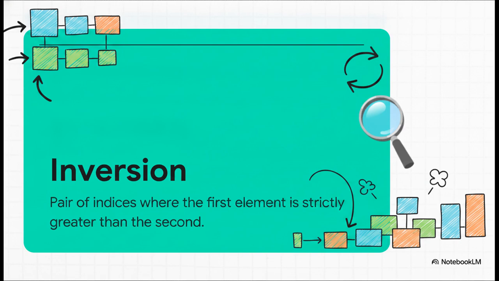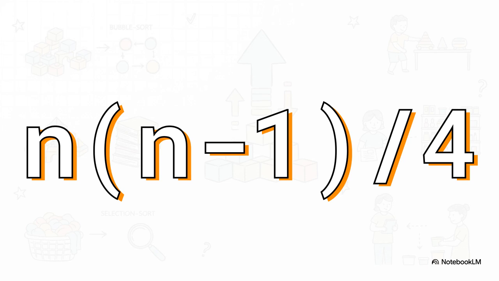Now, to truly grasp why these algorithms hit that O of n squared wall, we really have to understand this core concept, the inversion. An inversion is simply an ordered pair of indices where the first element is strictly greater than the second element. Essentially, it's just any pair of numbers that are out of order relative to each other. And here's the kicker. Every single time a simple sorting algorithm swaps adjacent elements, it is removing exactly one inversion. Just one. And that brings us to this harsh mathematical reality. n times (n minus 1) all over 4.